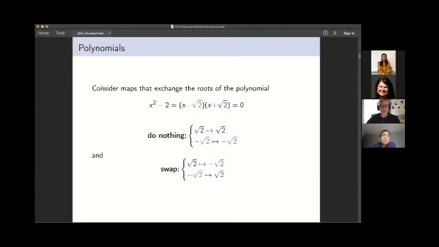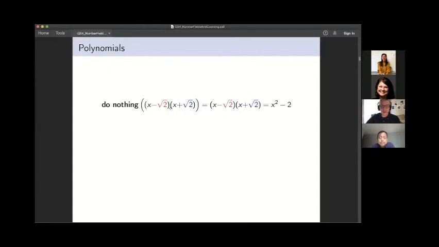So the first thing we're going to do is consider maps that exchange roots of the polynomial. You had this polynomial, x squared minus 2, and you factored it like this. Then we're going to consider maps which literally just rewrite this equation by exchanging the roots, the red root and the blue root. The first map you can think of is what I'll call the do nothing map. It takes the blue square root of 2 and sends it to the blue square root of 2, and minus root 2 and sends it to minus root 2. That's the most obvious map. The other admissible map is what I'll call the swap map. It takes positive square root of 2 and sends it to minus square root of 2, and takes minus square root of 2 and sends it to plus square root of 2.